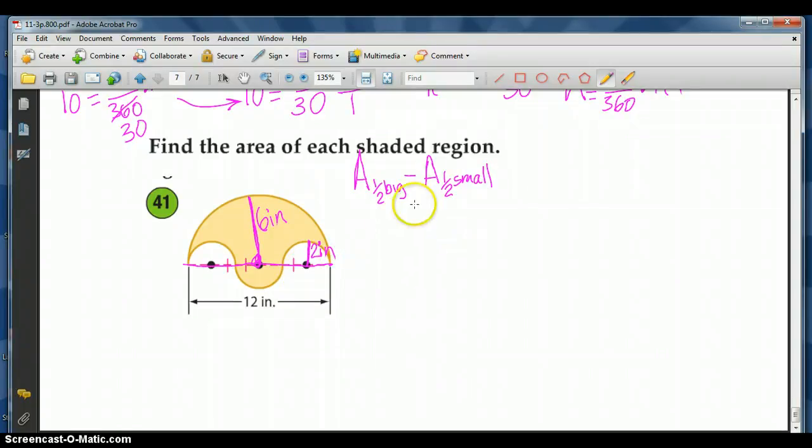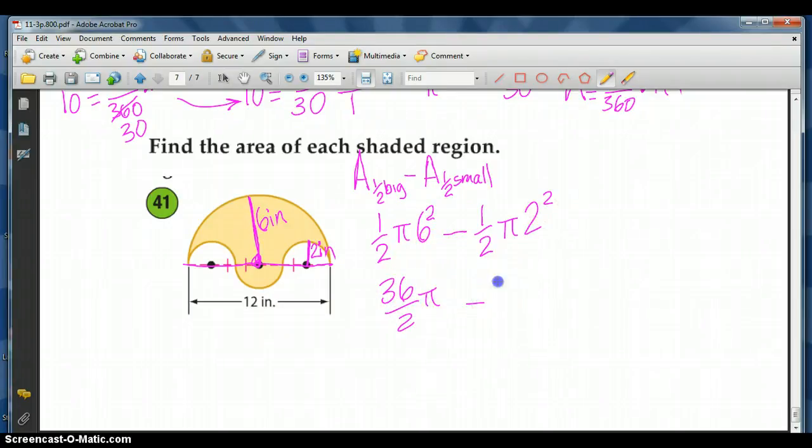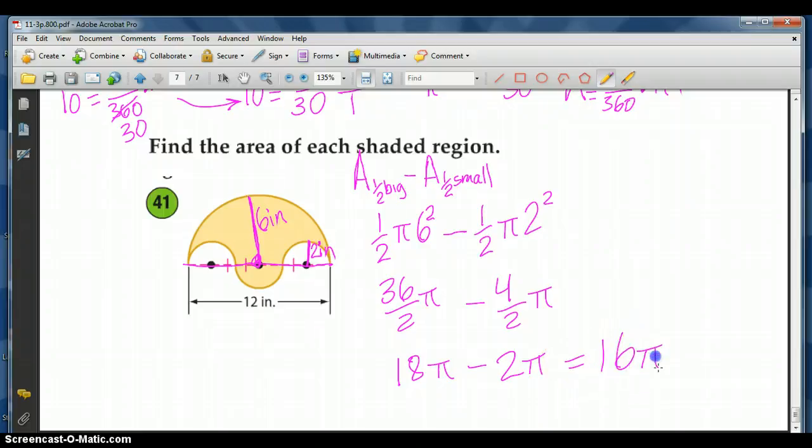And now we can just substitute in. So area of half of a big circle. So we want half the area, pi r squared, pi times our radius is 6, minus the area of half of a small circle. So half of pi r squared, where our radius is 2. So I would get 6 squared is 36, and 2 squared is 4. So half of 36 is 18, half of 4 is 2, and 18 minus 2 gives me 16 pi.